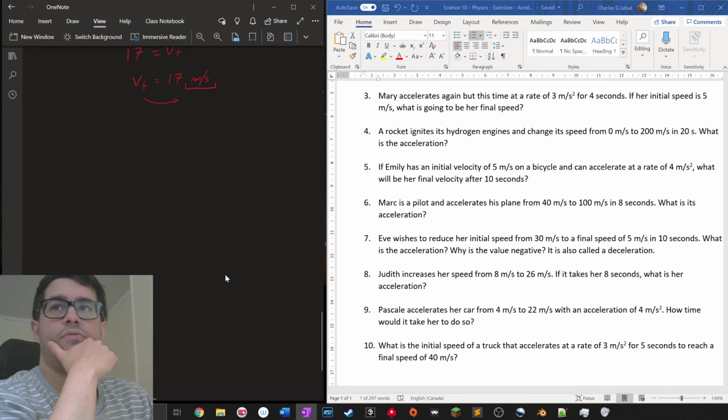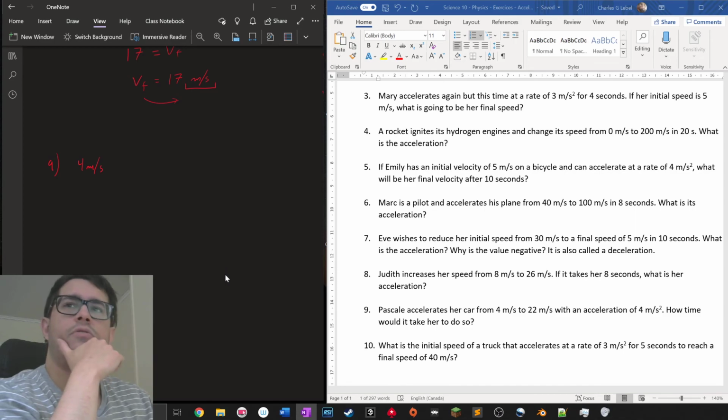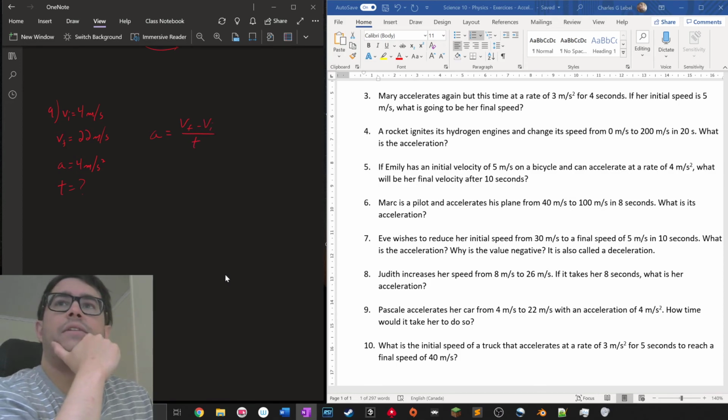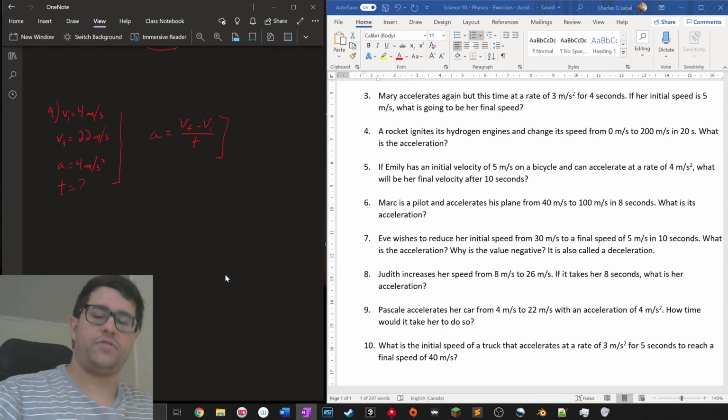So if we do number 9, from 4 meters per second to 22 meters per second, so that's VI and VF, with an acceleration of 4 meters per second squared. How much time would that take? We can take our formula, VF minus VI. You should always write your formula down. All right, so you have one sheet for the problem, one sheet for the formula, and then you can start working.